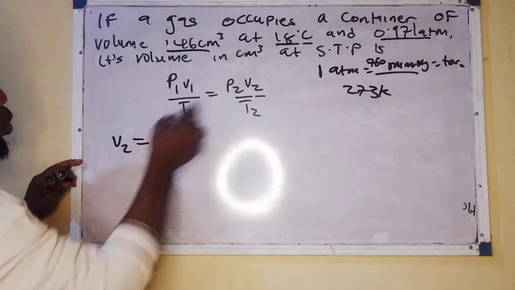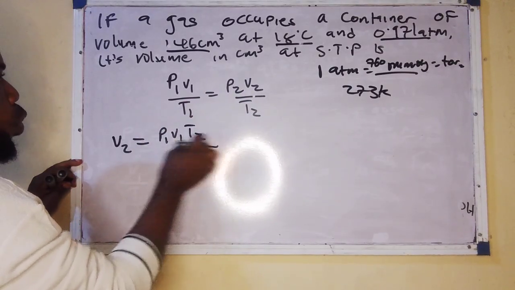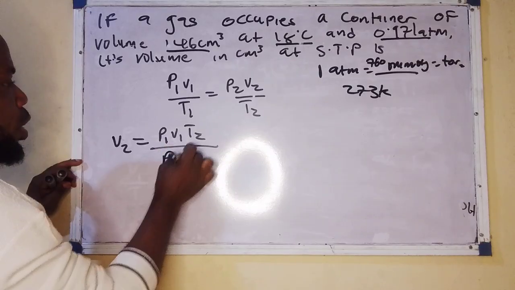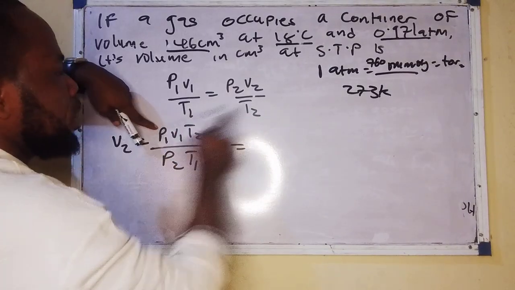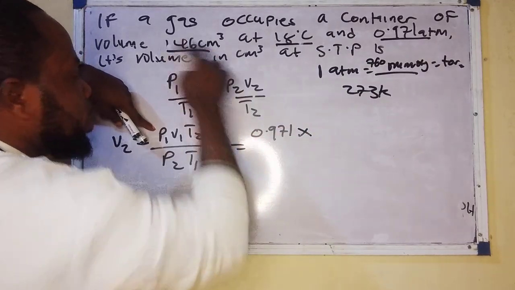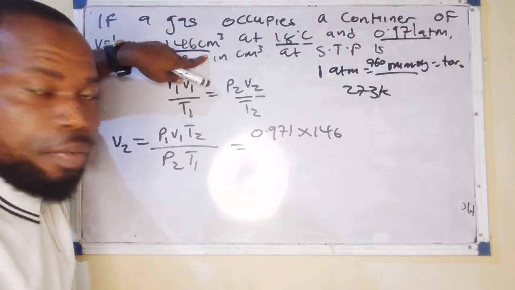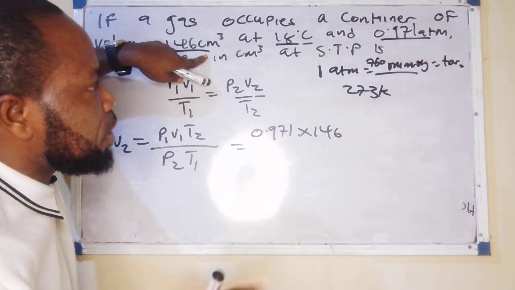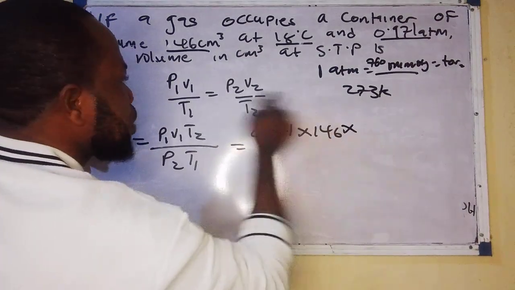It will now be V2 is equal to, of course, I'm going to cross multiply, P1 V1 T2 over P2 T1. So therefore, I'll put in my parameters. My P1 is 0.971 times my V1, which is 146 centimeter cube. Now, there's no need for me to convert this volume to dm cube, in the sense that they say we should leave our volume in cm cube.